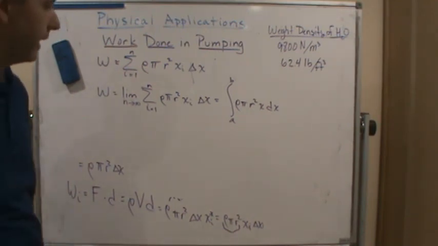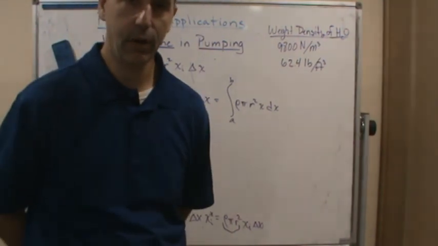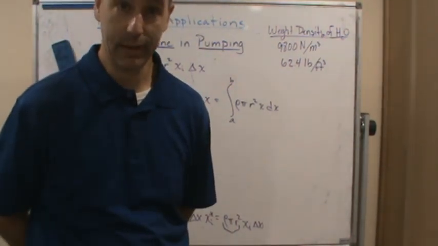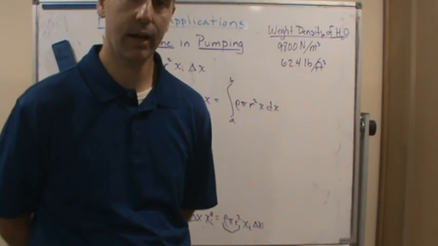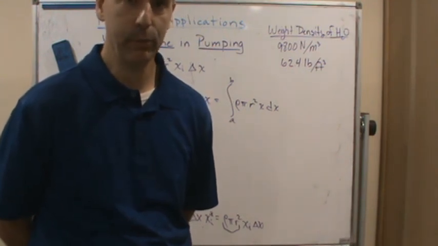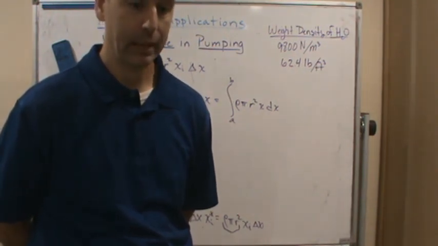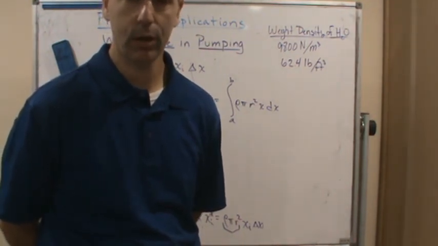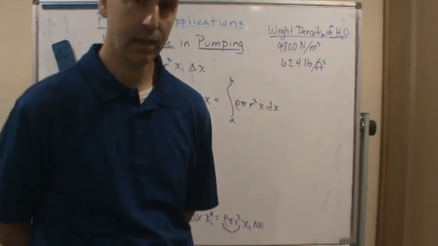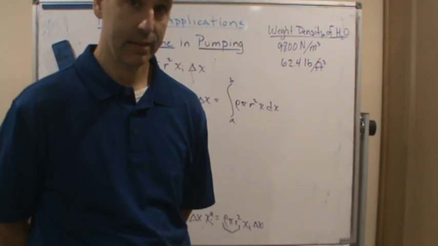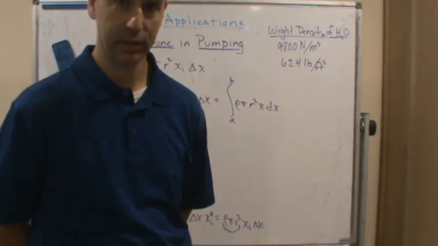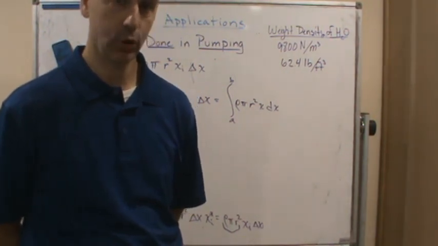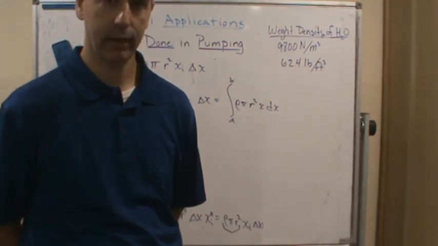Okay, in the next video, I'm going to go through the steps of doing this. And then we're going to tackle an example where we don't have a constant radius. So we'll talk about cones. How do we deal with a cone? In that case, the radius changes as the depth or the height changes that you're moving the water. So that's going to have to be worked into that. Okay, see you next time.